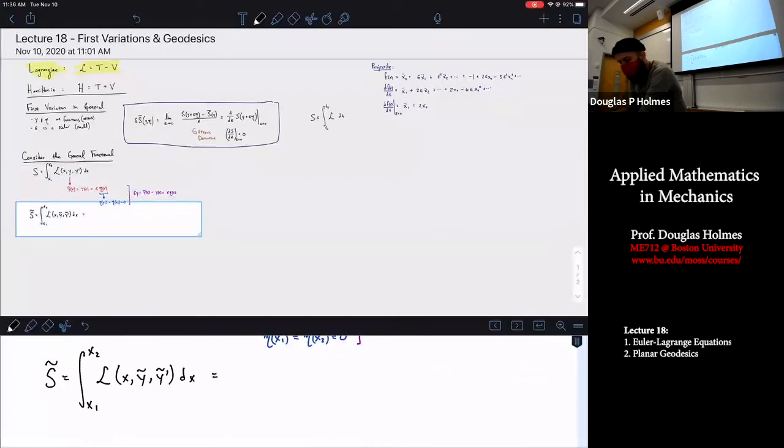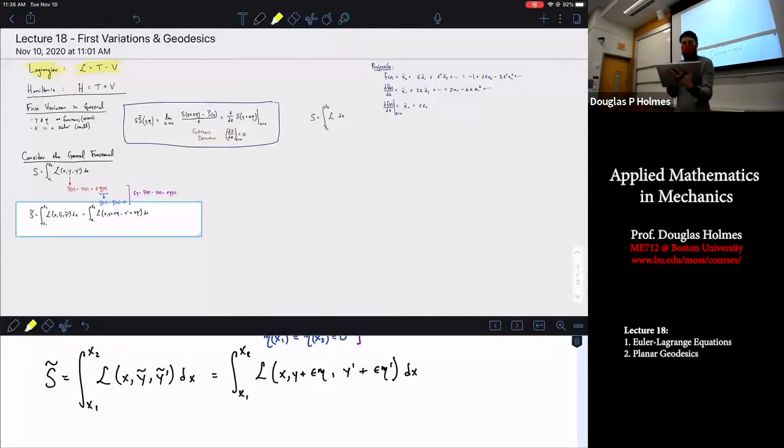Which we can write out to make it more explicitly clear what we're talking about. We can say that our Lagrangian is going to be x, y plus epsilon eta, y prime plus epsilon eta prime, dx. One of the things I want to note is that you always are perturbing the dependent variables. You're not perturbing the independent variables. So we haven't done anything to x. x remains the same. What we're doing is we're perturbing y, and we're saying, well, let's just add a little function to it. We don't know what any of this is. We're doing this completely in general.